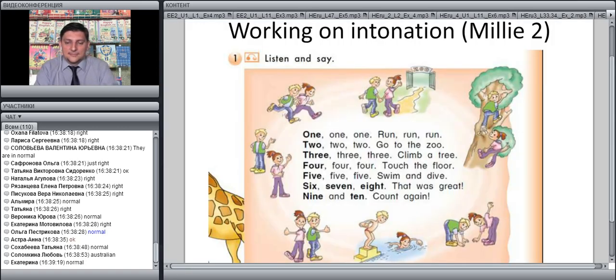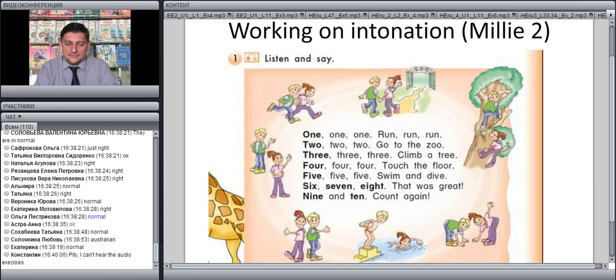Unit 1, Lesson 4, Action Rhyme. 1-1-1, run, run, run, 2-2-2, go to the zoo, 3-3-3, climb a tree, 4-4-4, touch the floor. 5-5-5, swim and dive. 6-7-8, that was great. 9 and 10.